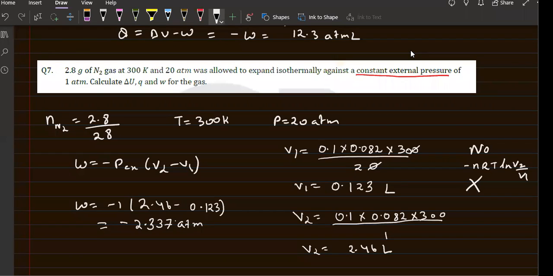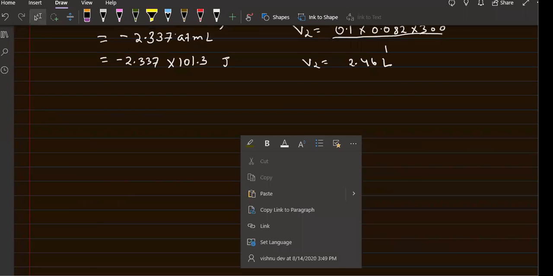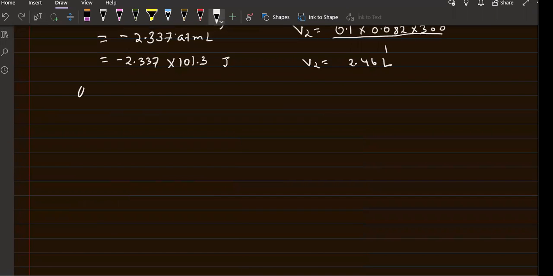In order to convert this into joule, just multiply by what? I've told you, right? 101.3. Yes, everyone remembers. Very good. So this will be in joule, and you got your work done. And it is isothermal, so delta T is 0. So Q is equal to minus of W. If you calculate it, it will be something like 236 joules. Okay, everyone, got this?